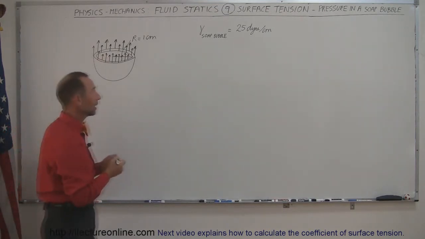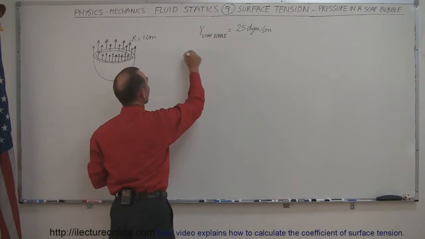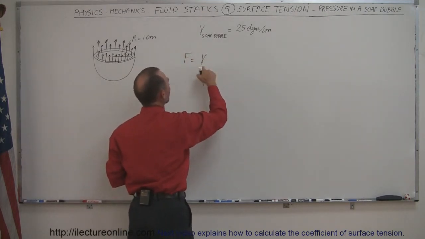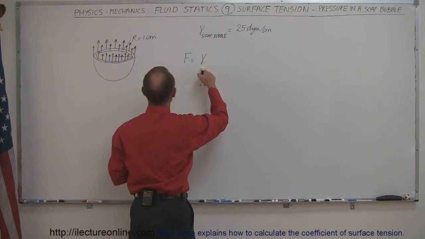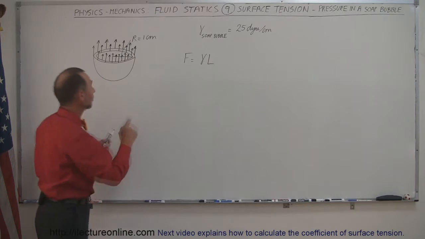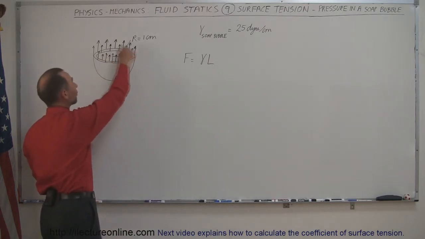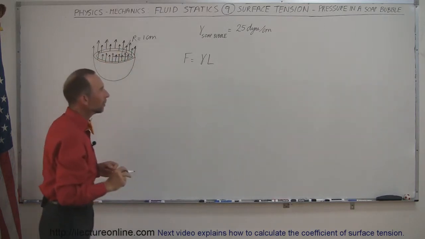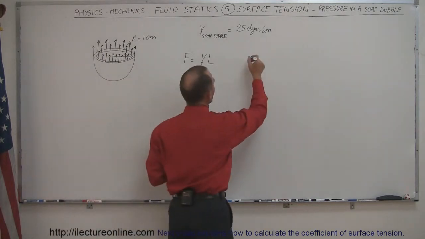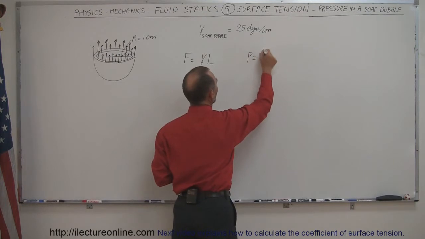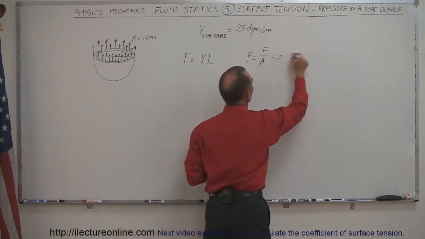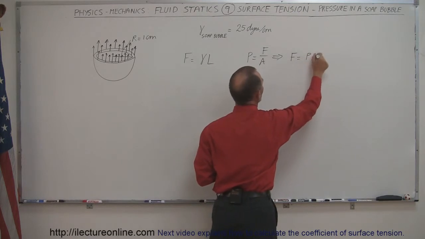Again, the way we want to set that up is we say that the force due to the surface tension is equal to the coefficient of the soap bubble, water with soap in it, times the total length of the surface. In this case, it will be twice the circumference of the soap bubble when we cut it in half. And then also we could say that the pressure is equal to force divided by the area, which implies that the force is equal to pressure times area.